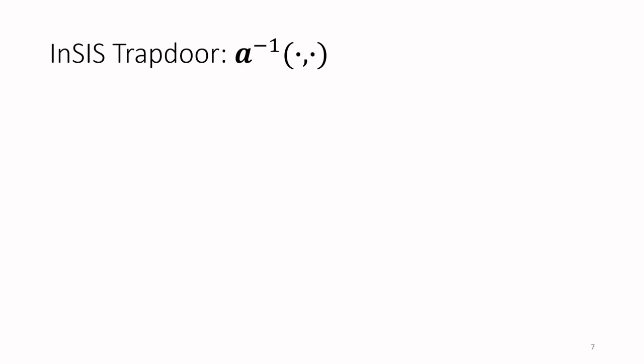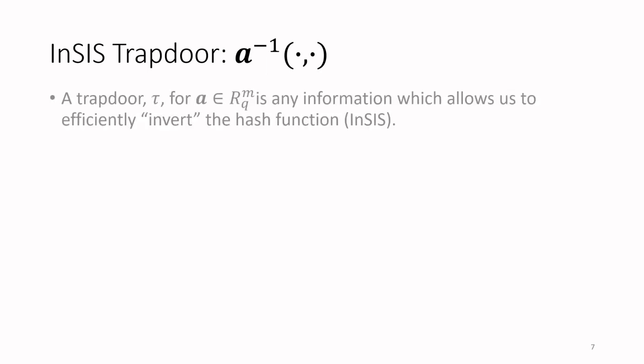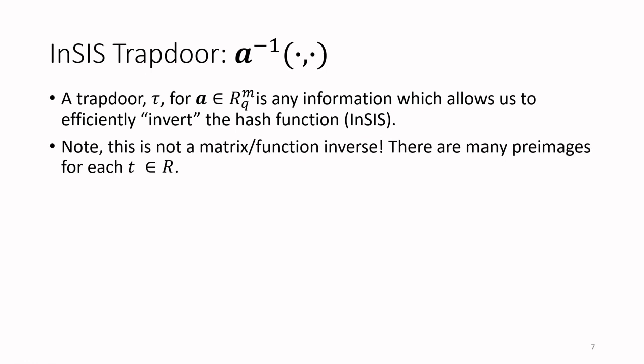Okay, so what is a SIS trapdoor? A trapdoor is really any information that allows us to efficiently invert this SIS function on this vector A. So in applications, we're going to generate this A together with the trapdoor. Note that this is not a function inverse. There are many pre-images for each target that we want.